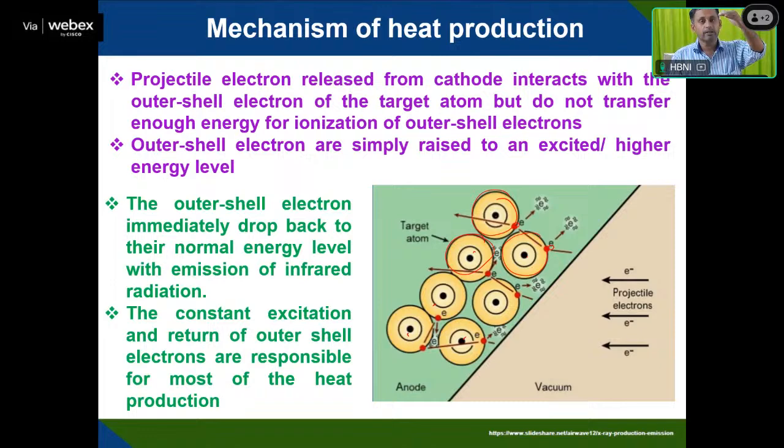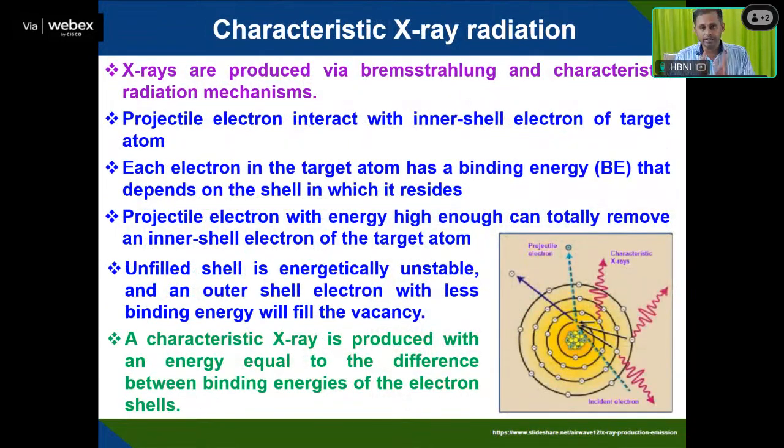From the excited state, they immediately drop down to the ground state by emitting infrared radiation. That infrared radiation is responsible for the production of heat. Because of that heat, 99% of the energy is lost, and only 1% or so is utilized for X-ray production. And because of this interaction of the electron with the target material, the anode, we get two types of phenomena.